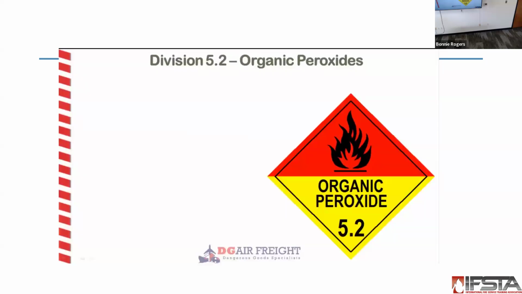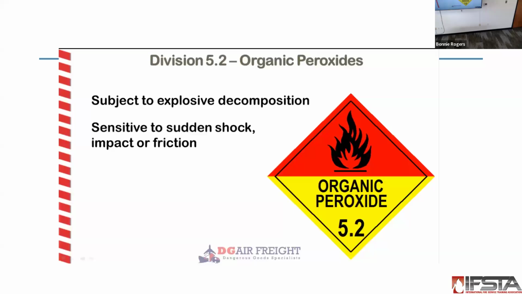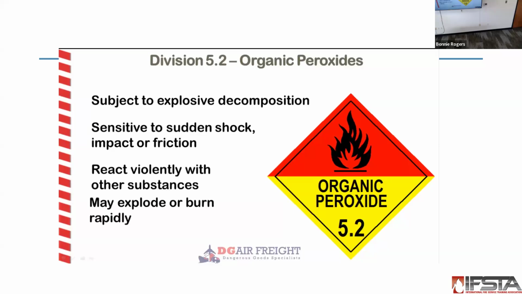Division 5.2 are also strong oxidizers, but many are thermally unstable, some even at normal temperature. These substances are subject to explosive decomposition. They are sensitive to sudden shock, impact, or friction. They can react violently with other substances. They may explode or burn rapidly, and can attack the skin and eyes, capable of causing corneal damage.